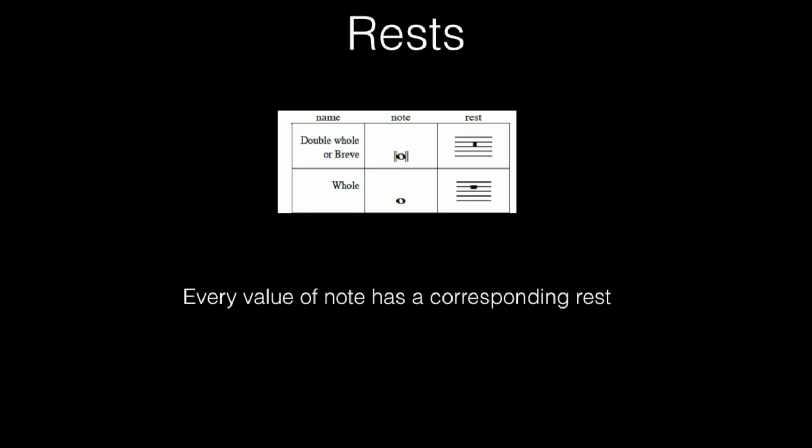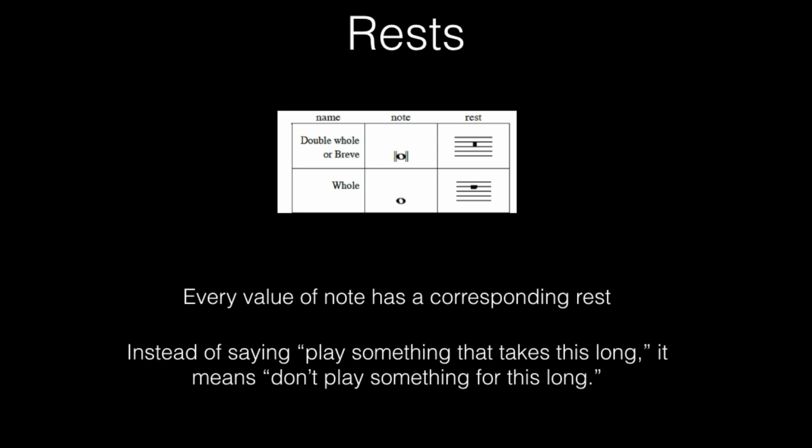Rests. Every note value has a corresponding rest. So a whole note has the corresponding rest that you see next to the whole note there. The breve has a corresponding rest that you see next to the breve there. What this means is instead of saying play something that takes this long, it means don't play something this long.